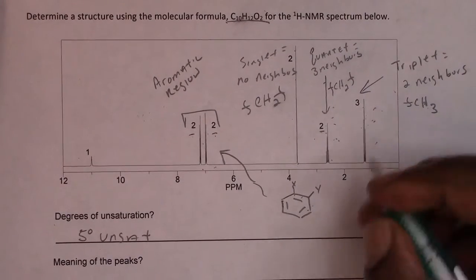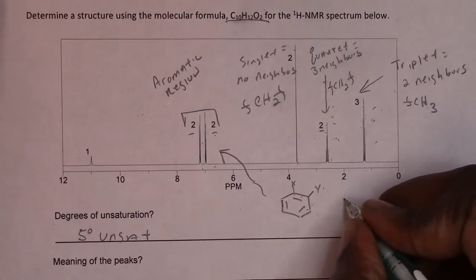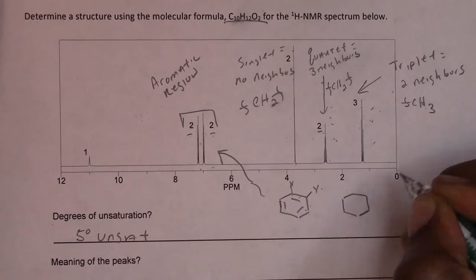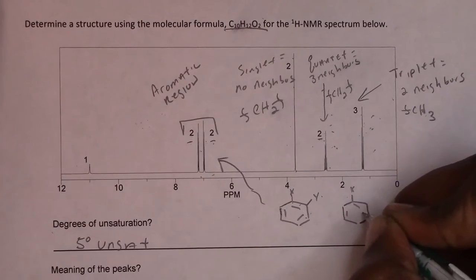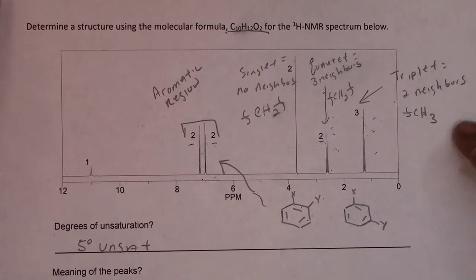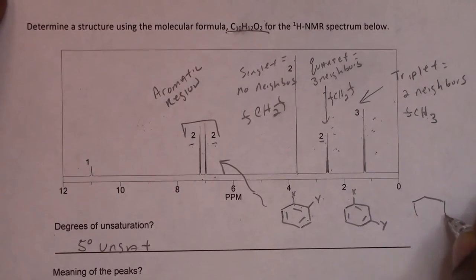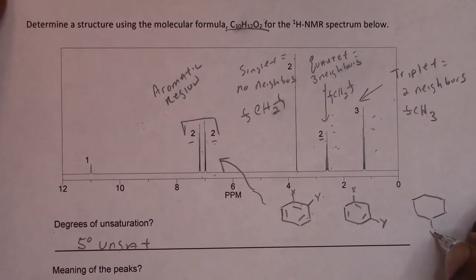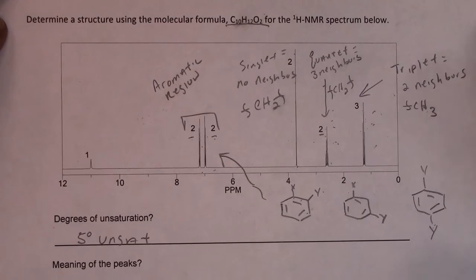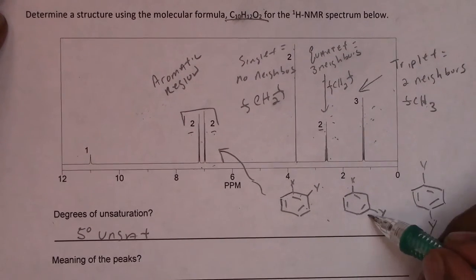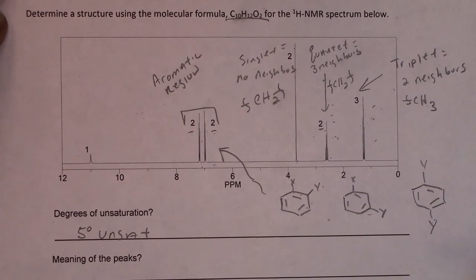We could have disubstitution that looks like this, where X and Y are 2 different structures. We could have disubstitution that looks like this, where X and Y are 2 different structures. Or we could have disubstitution that looks like this, where X and Y are 2 different structures. Now what we need to try to figure out is which one of these 3 disubstitutions are most reasonable.